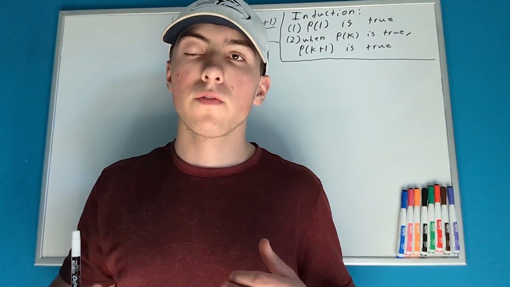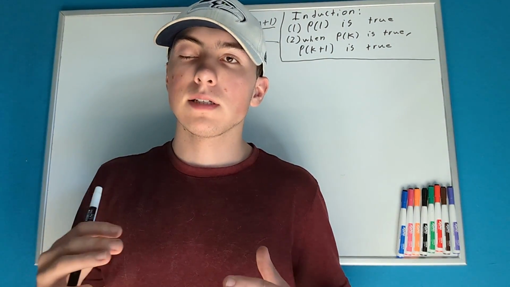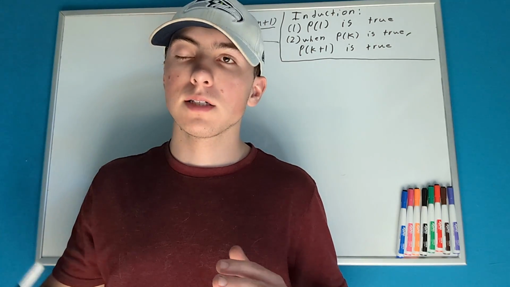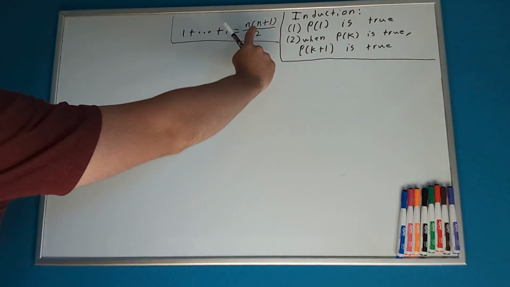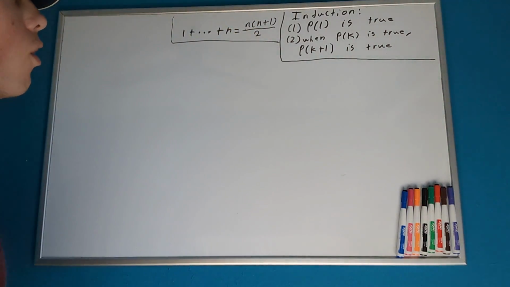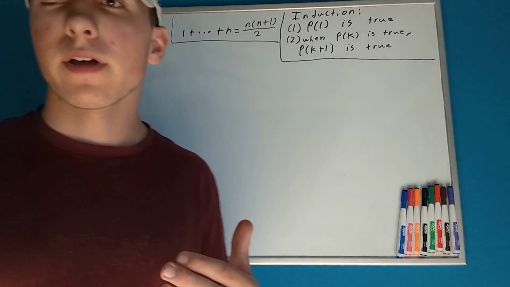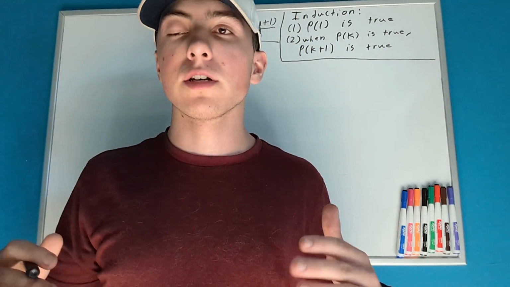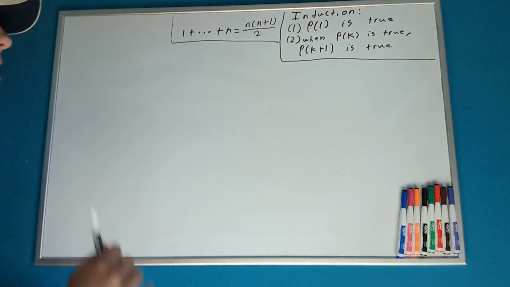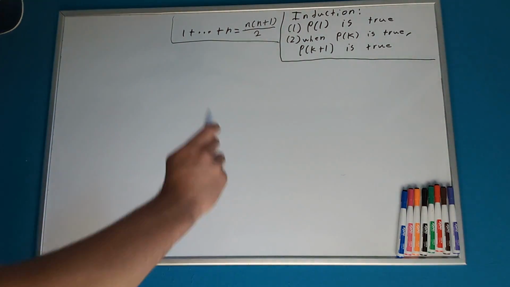Today, I want to prove that the formula for the sum of n positive integers is n times n plus 1 over 2. So let's prove that. To start off, we're going to do this through mathematical induction. Now, what does that mean? We need to show that P.